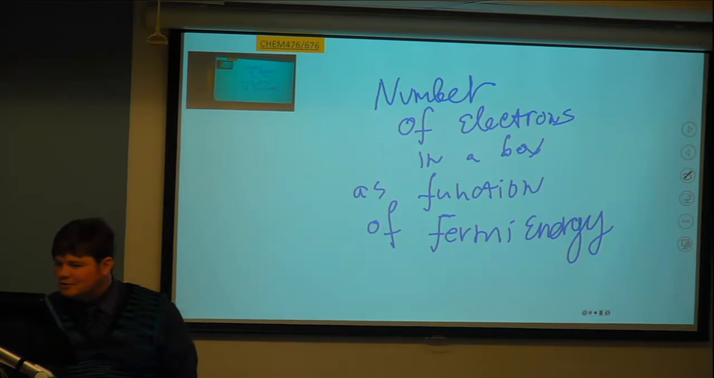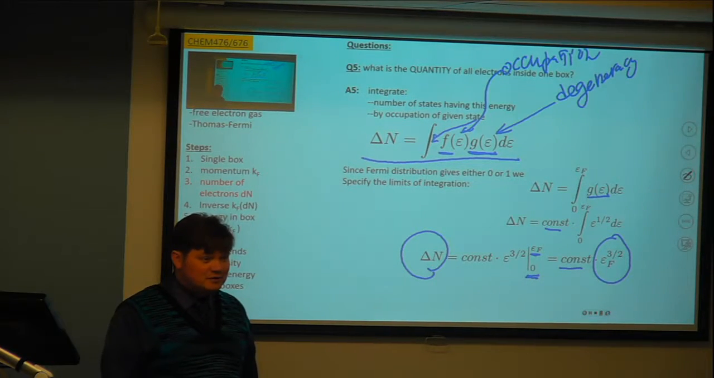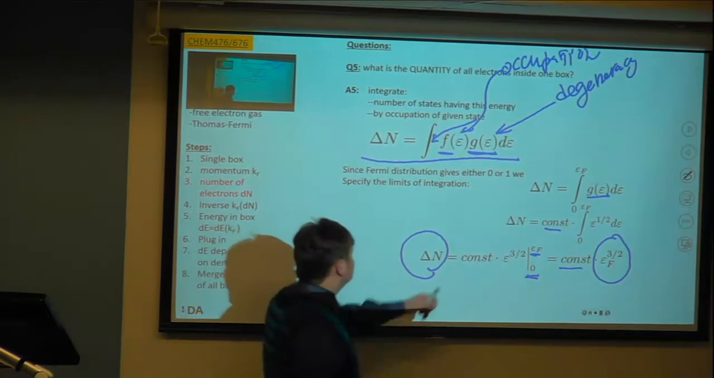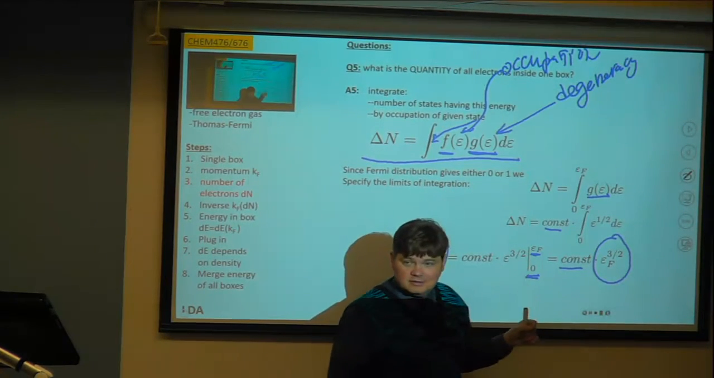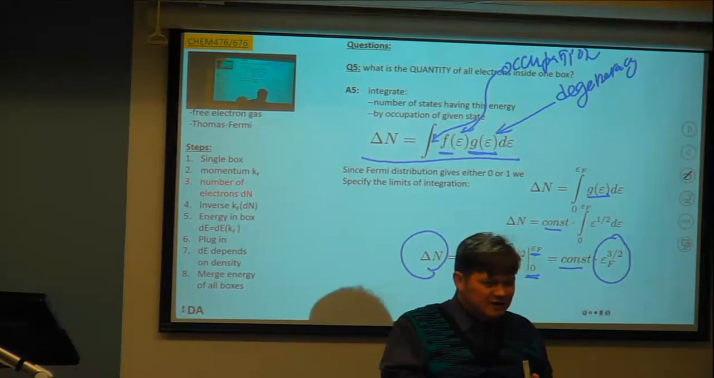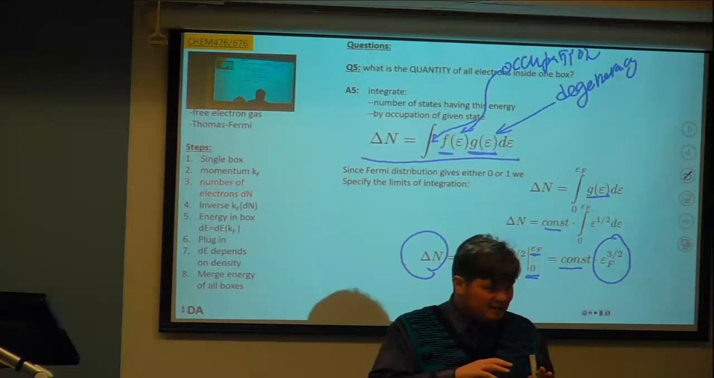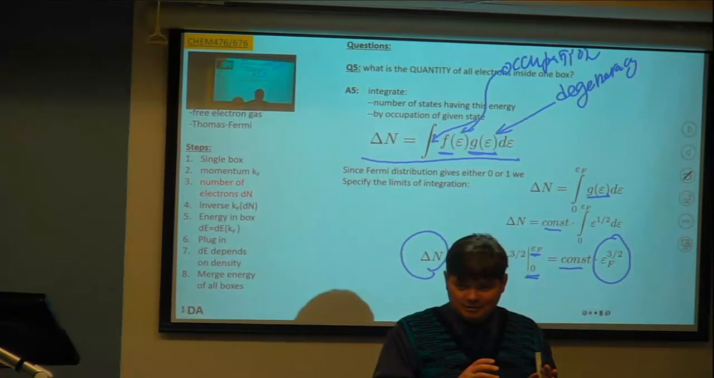What did I write here? Number of electrons is a function of Fermi energy. Yes, we can do it. If we just integrate this density of states, you know the secret. If you make an integral over density of states for all occupied states, you will get the number of electrons.